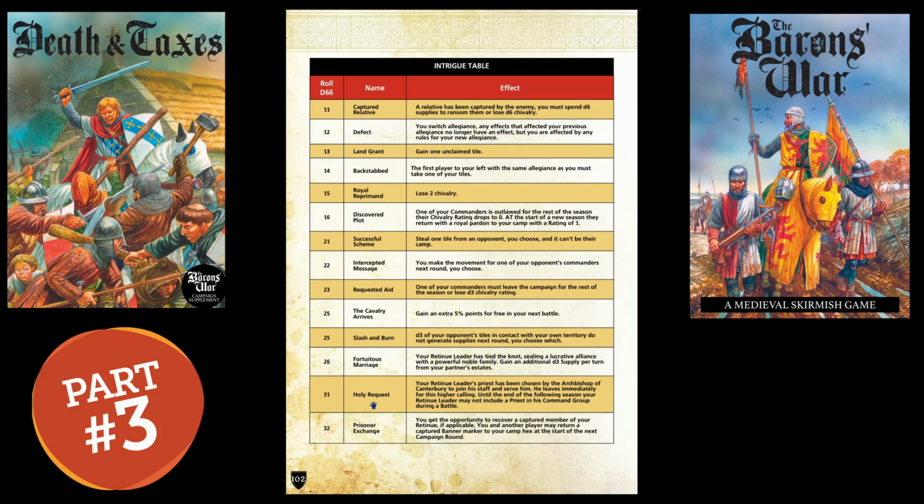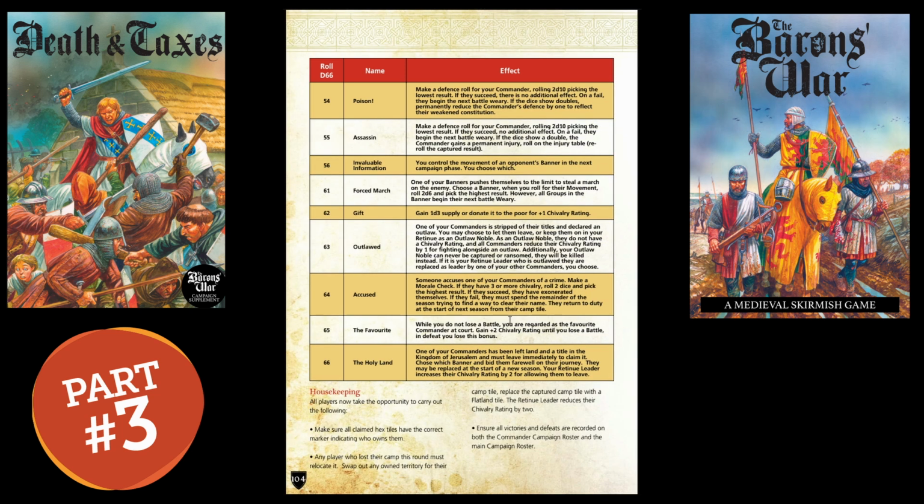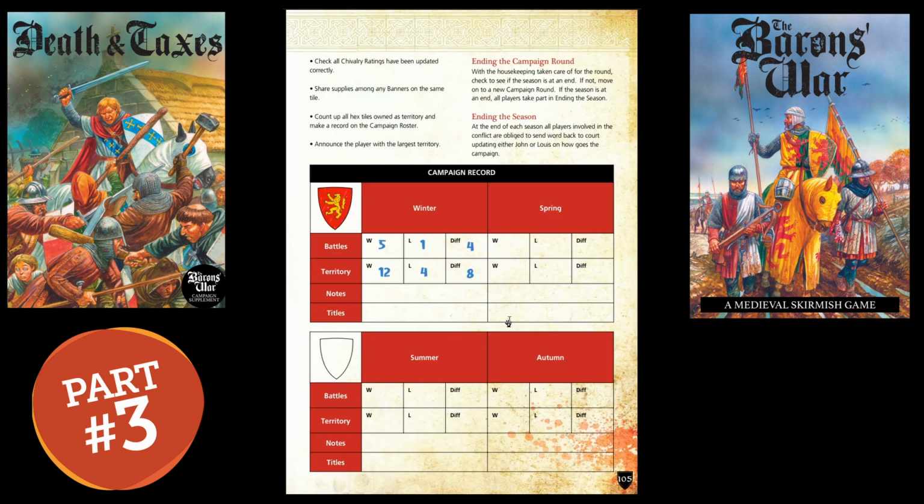Here you have intrigue and plots, intrigue table. So if you roll, let's say, 25, the cavalry arrives, gain an extra 5% points for free in your next battle. So a lot of stuff. The intrigue table goes up to 66. Housekeeping: here is your housekeeping, ending the campaign round, ending the season, and obviously here are the points.